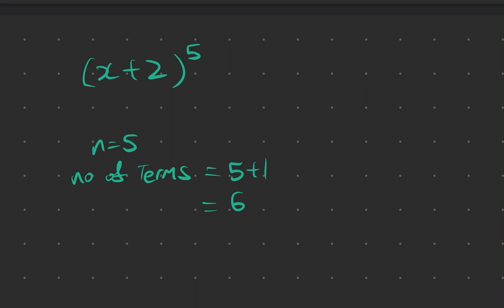So let's just say I want to find... I'm a very boring person. Let's go with the third term again. I want to find the third term.